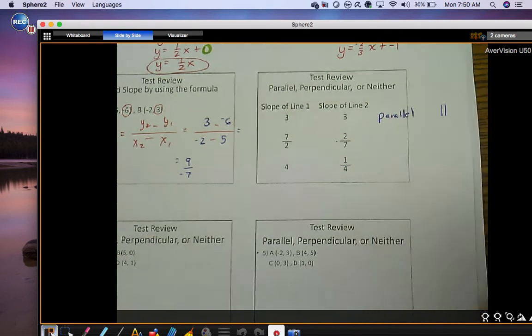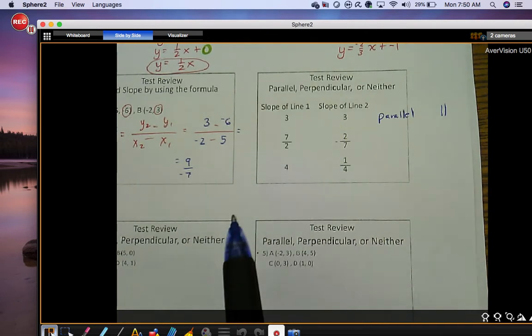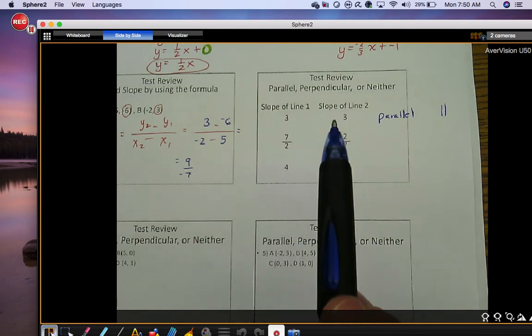And the symbol for that looks like this. How do I know they're parallel? Slopes of parallel lines are the same. When they're the same, the lines are parallel.